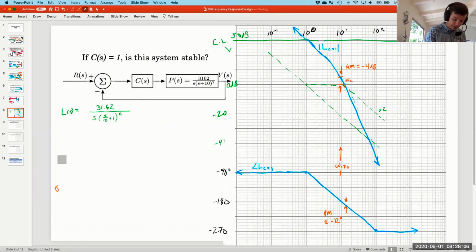So I think that we are ready to answer the original question. No, the system is not stable if the proportional controller is set to 1. And the reason for that is that both the gain and phase margins are negative. Follow-up question: is there a proportional controller that stabilizes the system? What do you think?